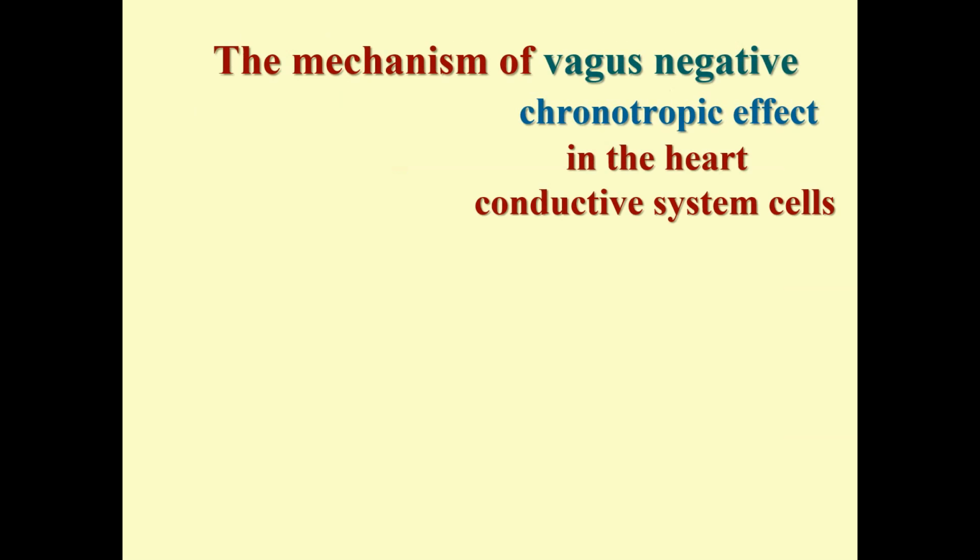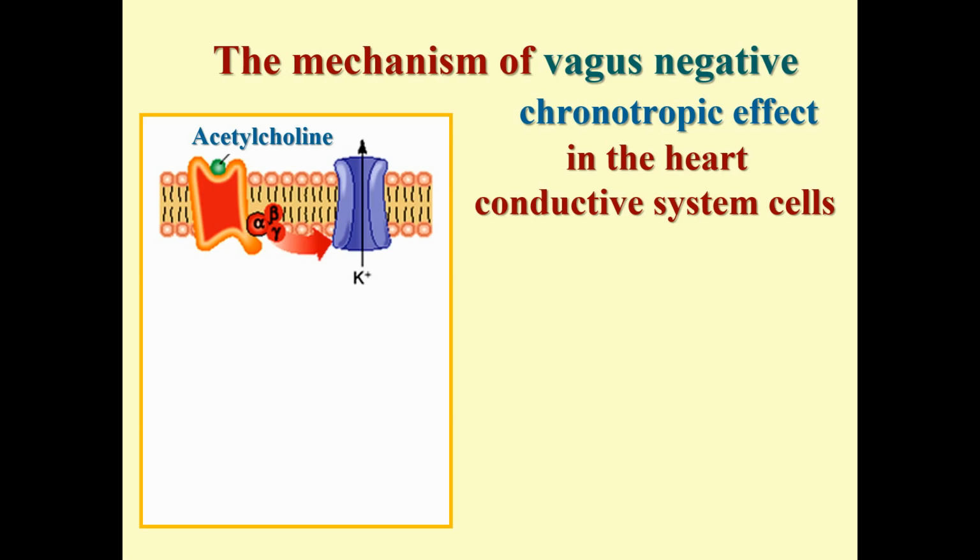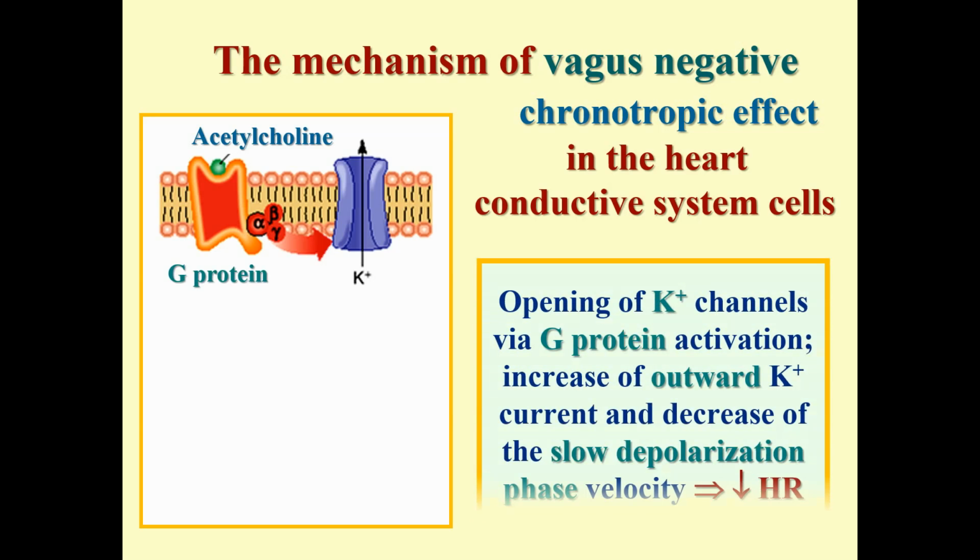And as for the mechanism of the vagus negative chronotropic effect in the heart conductive system cells, remember, right vagus for the sinus node, left vagus for the AV node, but in both it decreases the rate. Look, here it's simple, it doesn't require activation of an enzyme. You see, it's the case when G protein directly opens the channels. A molecule of acetylcholine is bound to the muscarinic cholinergic receptor.